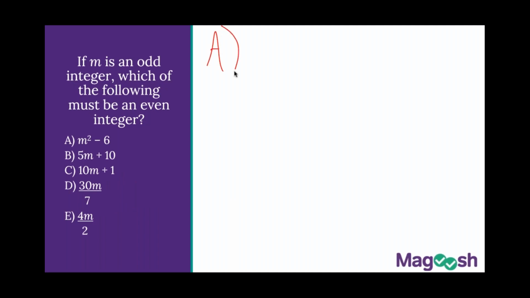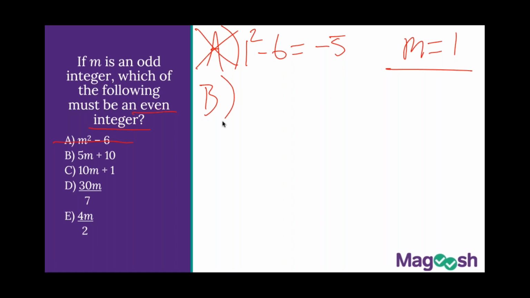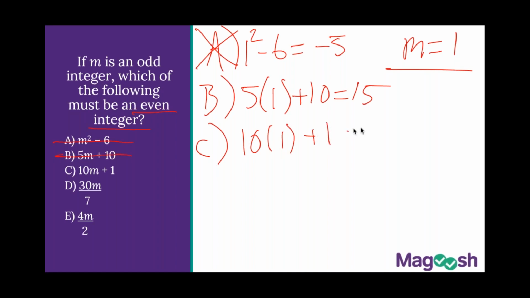So if we did test answer choice A, and we were using this m equals 1 value, then we would have just plugged in 1 squared minus 6 equals -5. And we would know we can eliminate this one, because that is a negative integer, or the negative doesn't matter. We are looking for an even integer, and this is an odd integer. If we do answer choice B, we end up with 5 times 1 plus 10. That equals 15. Again, that is odd and that is out. We would do C: 10 times 1 plus 1 equals 11. That is odd and that is out.